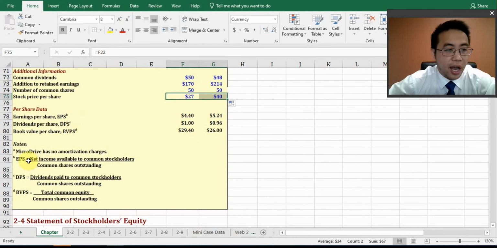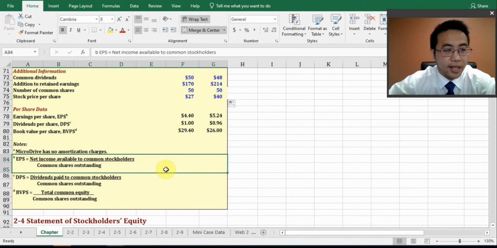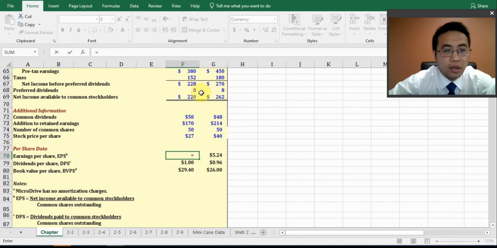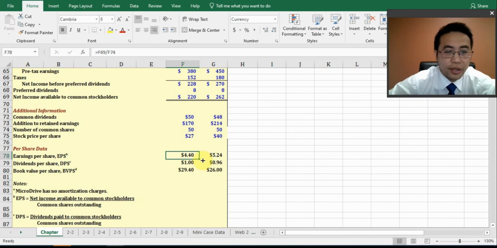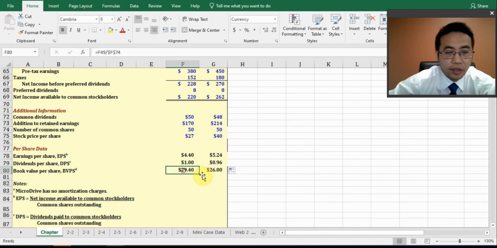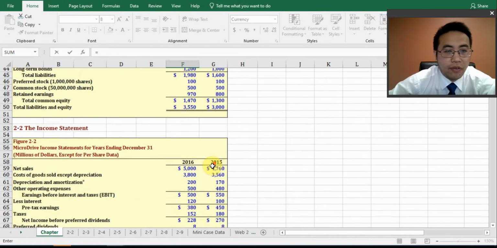Earnings per share, as is given here in the formula, is the net income divided by shares outstanding. So I'm going to use the net income, it's right here, divided by the shares outstanding. Then drag to the right. And for the dividend per share, I'm going to use the dividend, which is right here, divided by the shares outstanding. Then drag it.